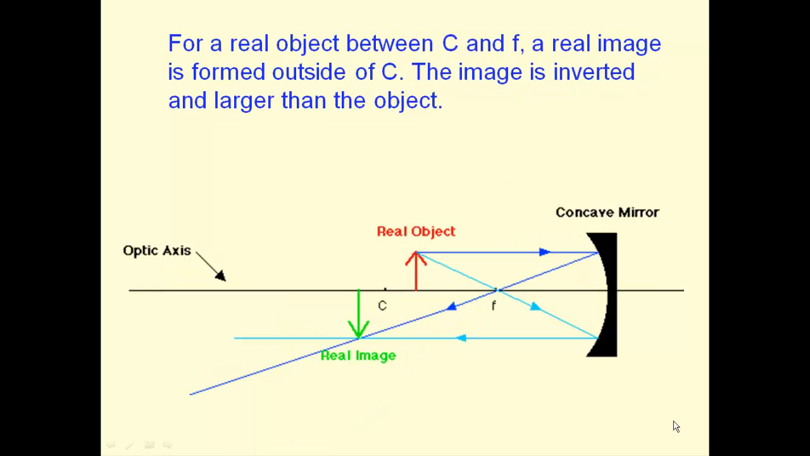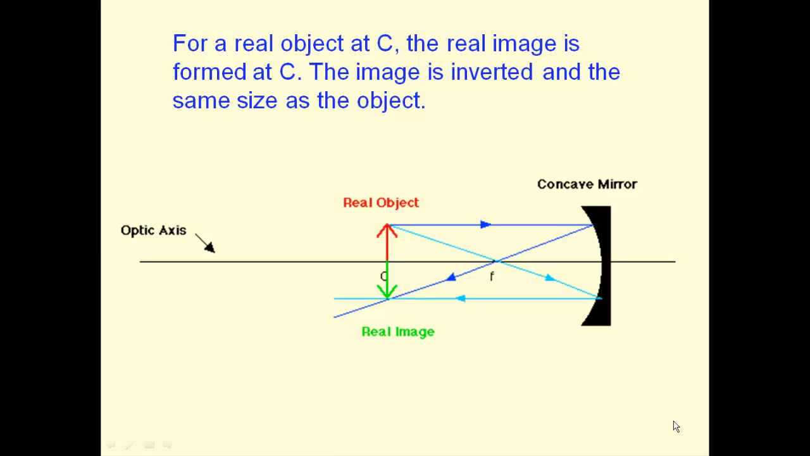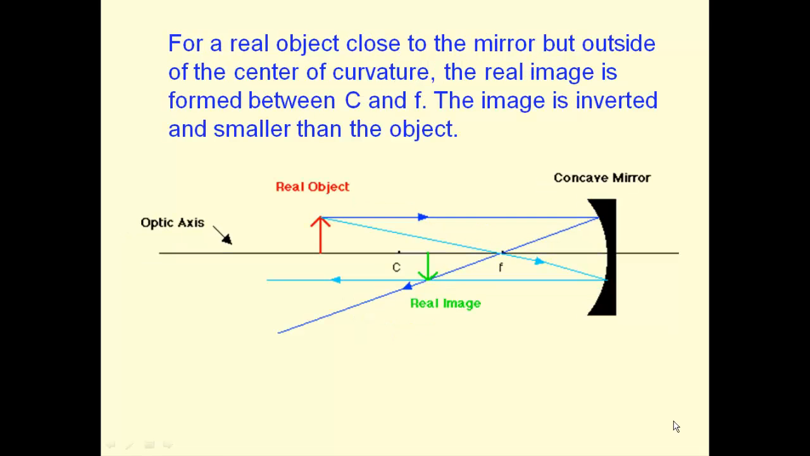If you put the object between the focal point and the center of curvature, we get a real image that's formed outside of the center of curvature, and the image is inverted and larger than the object. For a real object close to the mirror but outside the center of curvature, the real image is formed between the center of curvature and the focal length, but it's inverted and smaller this time.